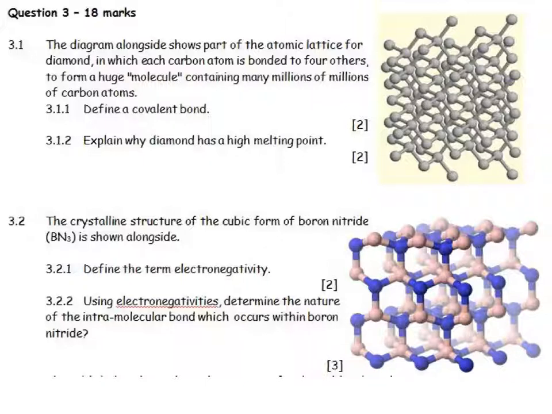They first want you to define a covalent bond. And again, learn your definitions. You can look it up. A covalent bond is atoms joined by sharing electrons or the overlapping of orbitals.